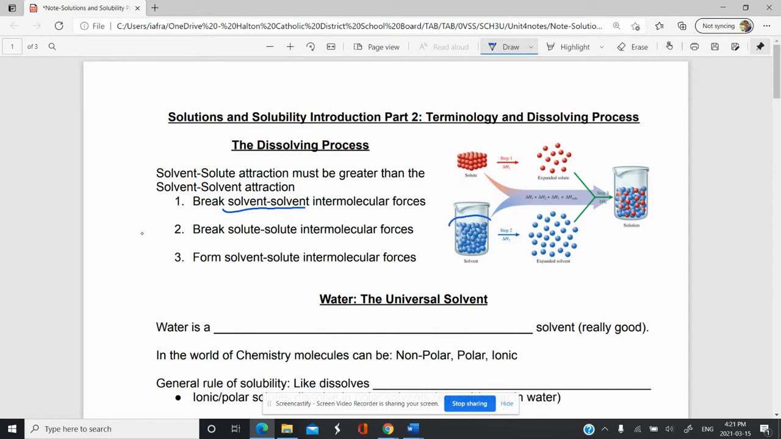So for example, over here, we can see that all the solvent particles are attracted to each other because of their intermolecular forces. So for example, if that solvent is water, then all the water is held together by hydrogen bonds. Now here we have the solute.